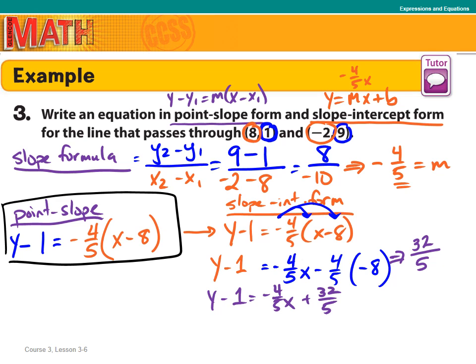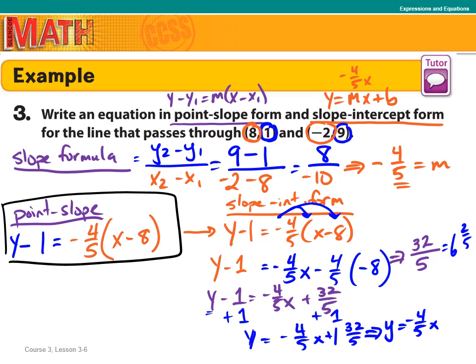I still need to isolate the y over here, so I'm going to add 1 to both sides. Sorry, I forgot to add the 1. So I have y is equal to negative 4/5 x plus 32/5. 32/5 can be simplified to 6 2/5. So take 6 2/5 plus 1. This will actually be y is equal to negative 4/5 x plus 7 2/5.